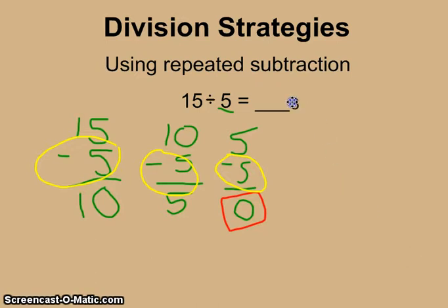This is a great strategy, but there's always the chance that you might make a subtraction mistake. So if you find that you get to the end and you have a low number or a single digit number that you can no longer subtract from and you don't have 0, you probably made a mistake.